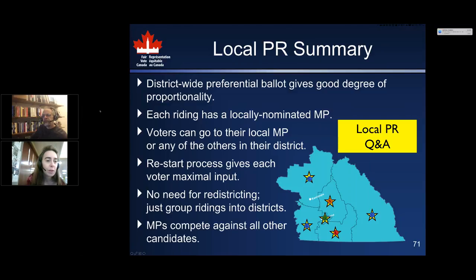For local PR, have you considered introducing some sort of riding-level threshold so that all candidates who do not have enough local support would get eliminated? This would prevent a riding's least popular candidate from being elected. It's an interesting idea. Yeah, I'll think about that. Okay.